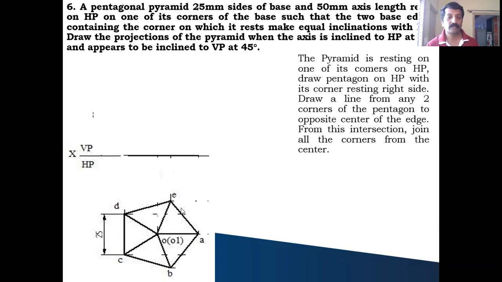You take more than half of any one of the edges and cut an arc. Wherever the intersection point you get, join it to the opposite corner, like that. Any two sides, if you bisect and join to the opposite corner, wherever those lines intersect, that is the center of your pentagon. Once you get the center, draw a line to all the corners of the base of your pentagon with respect to the center point. You name the bottom axis point as O1 and the apex point as O. So this completes your top view.